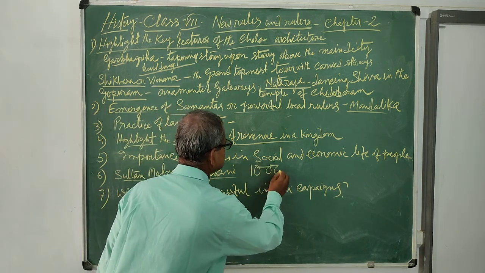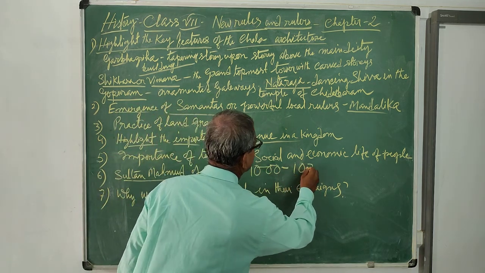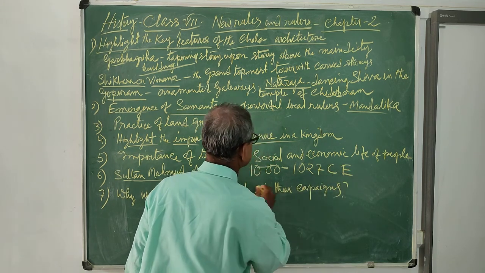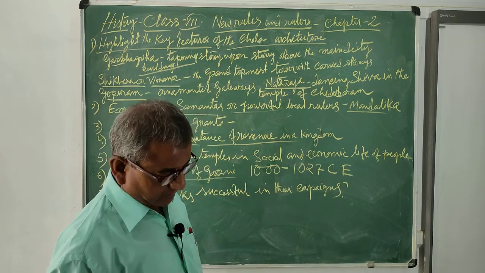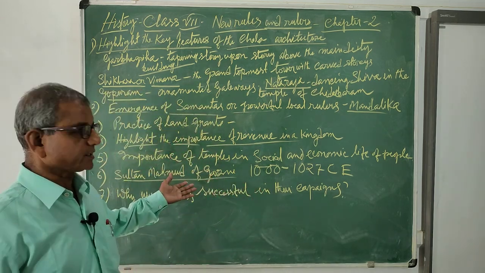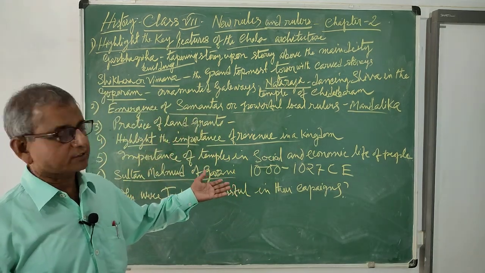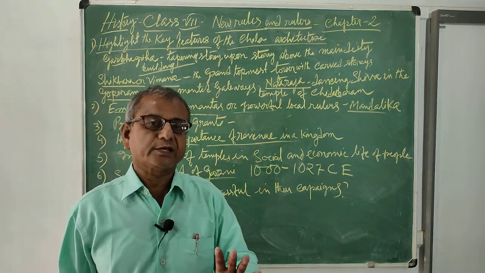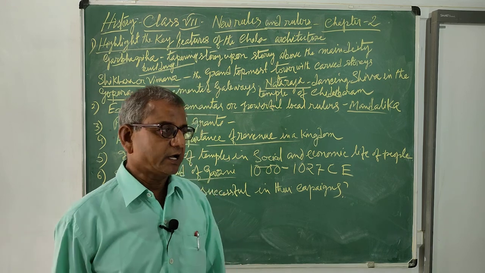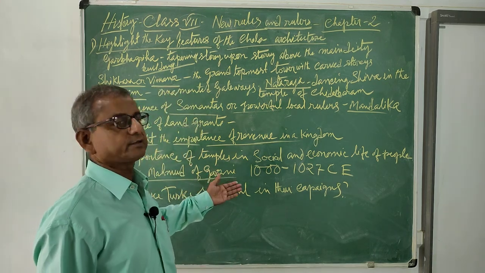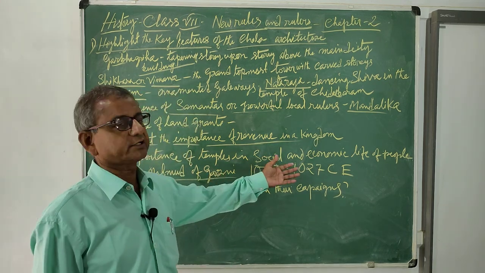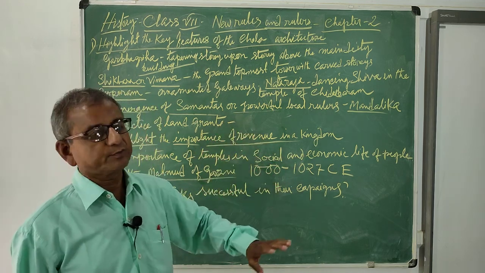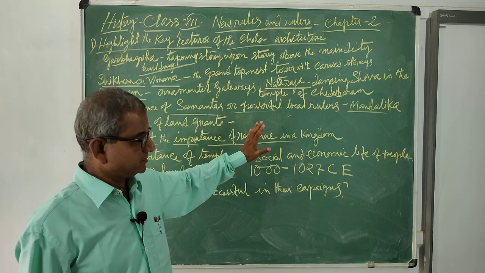1000 to 1002 CE. He invaded 17 times, and his purpose was only the plundering of the wealth of India. He did not have any intention to establish a kingdom in India. And why did he invade several times? He collected or looted resources which he used to build up his empire in Central Asia.